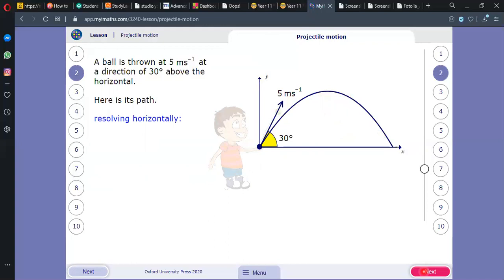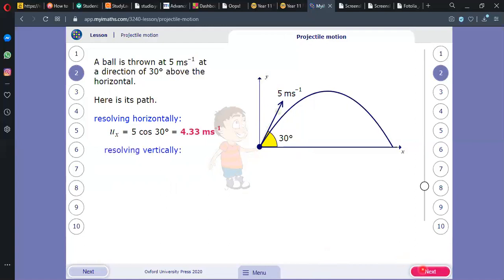Now, resolving horizontally, don't forget we have to resolve horizontally. Ux is 5 cos theta. I'm sure you remember how we got this from your previous lessons. Of course, you use your SOHCAHTOA to do that. The 5 just represents your hypotenuse, and cos theta is definitely adjacent over hypotenuse. You try to form a right angle triangle here. Your hypotenuse is the 5 that you have there, which is the magnitude. So 5 cos 30 simply gives you 4.33 meters per second.